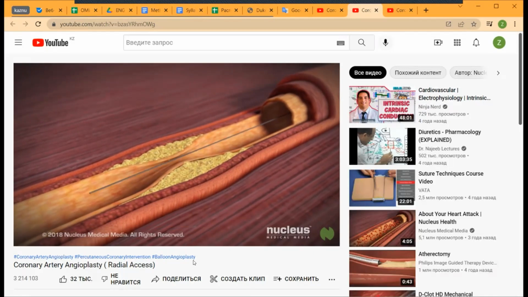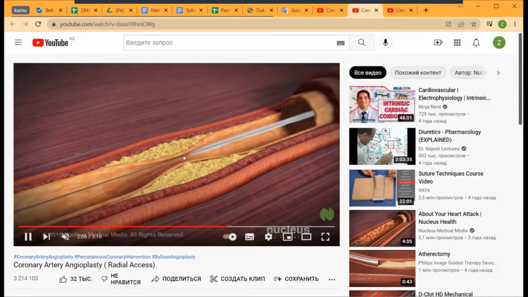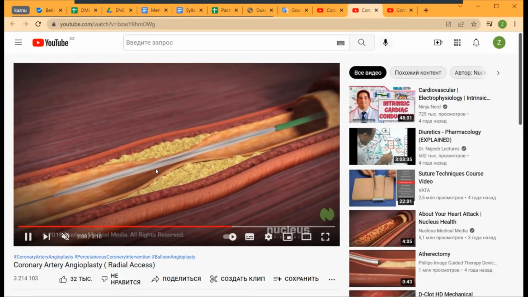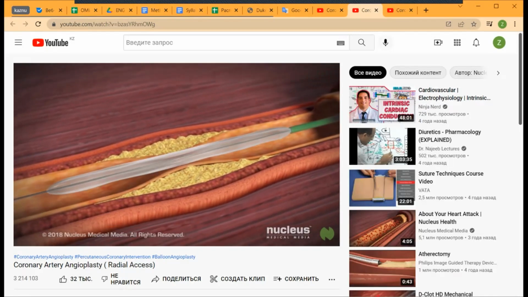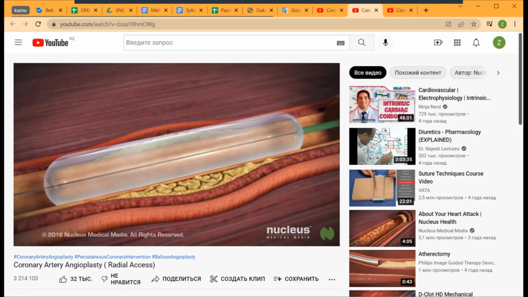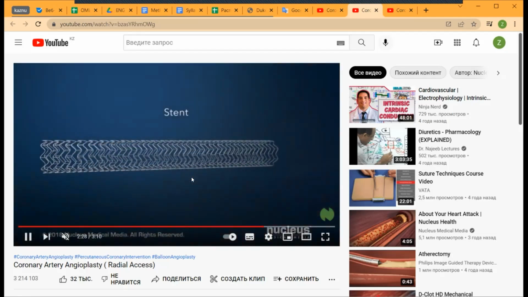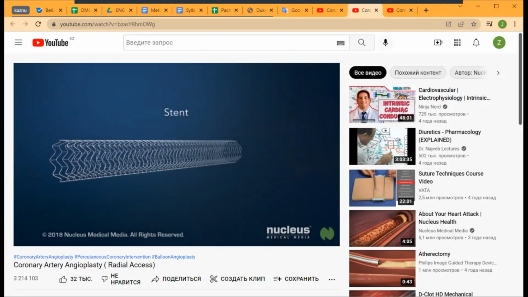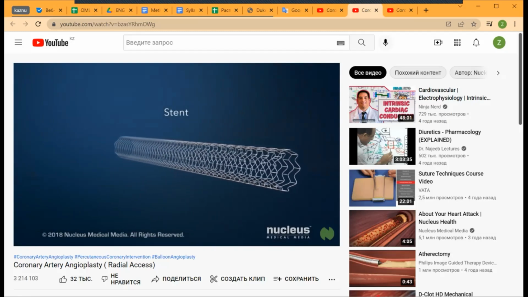One of the treatments is balloon angioplasty. We have a balloon, and we can expand it. The balloon inflates and presses the atheroma. But this is not good because restenosis can happen again. The lumen will be closed by another atheroma.